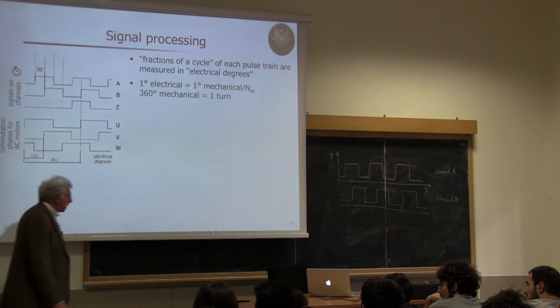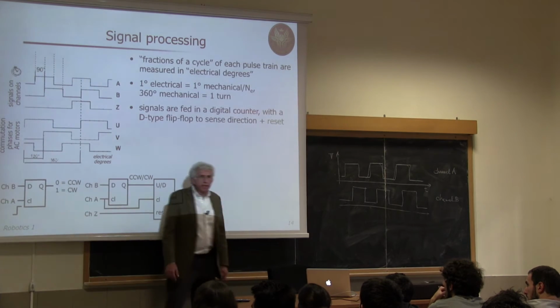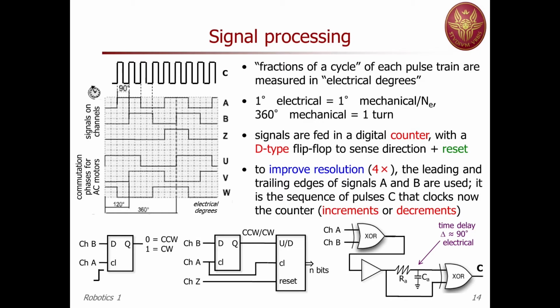Okay. Now, how do you count things? You use some simple electronics, for instance, a flip-flop and a counter. You know how a flip-flop works. Okay? For those who do not know, just as an example, they have two inputs.